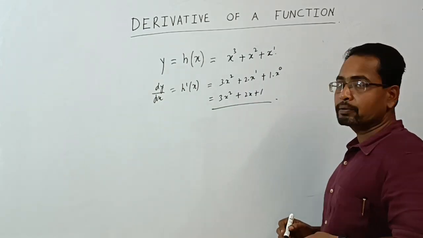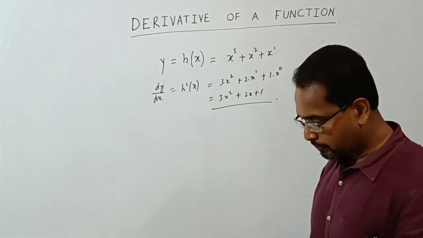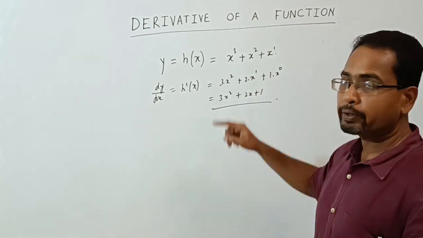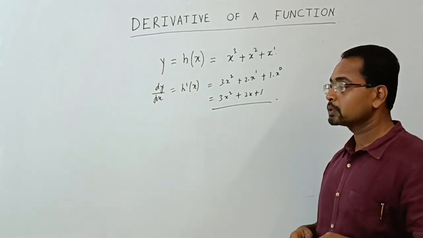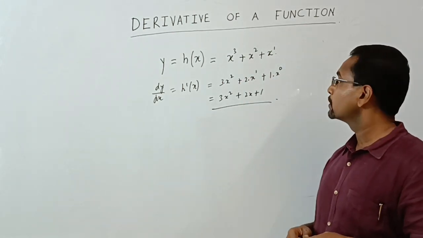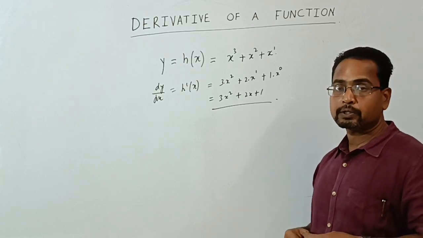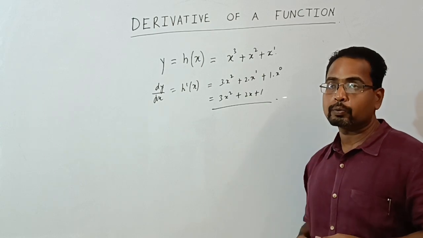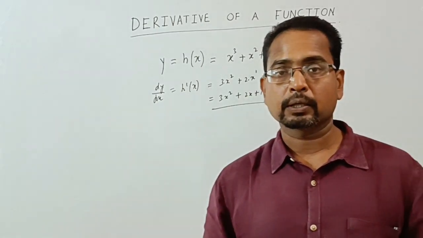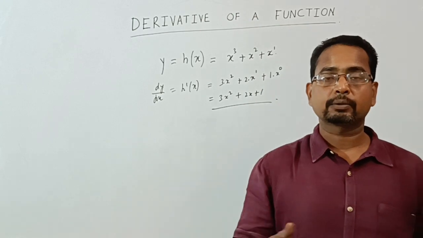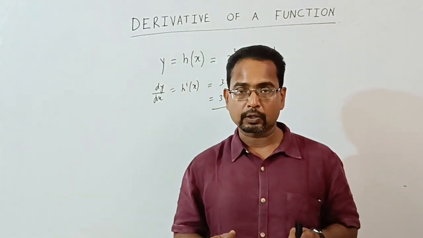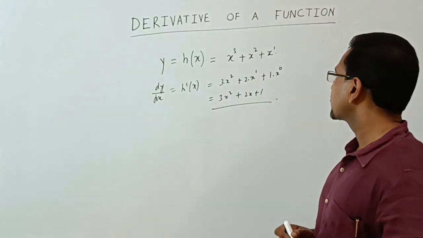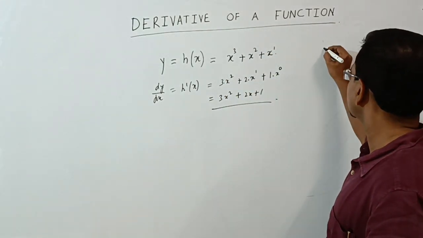So whenever we have more than one term in a function, we will differentiate each term individually. So here we have differentiated x cube, that gives us 3x square. Differentiation of x square gives us 2x, and differentiation of x gives us 1. So when there is more than one term in a particular function, whether it is an algebraic expression or a polynomial function, we will differentiate each term separately. In each one of these cases, we have used differentiation.